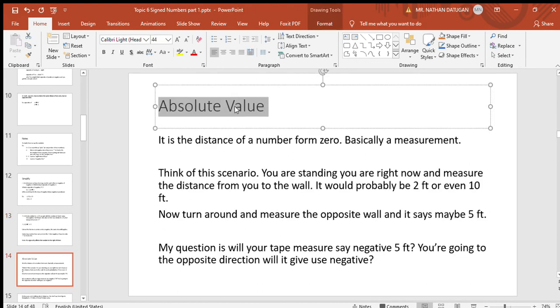Now let's talk about absolute value. Absolute value is basically the distance of a number from 0, basically a measurement. Here's a quick scenario which you can read by yourself.